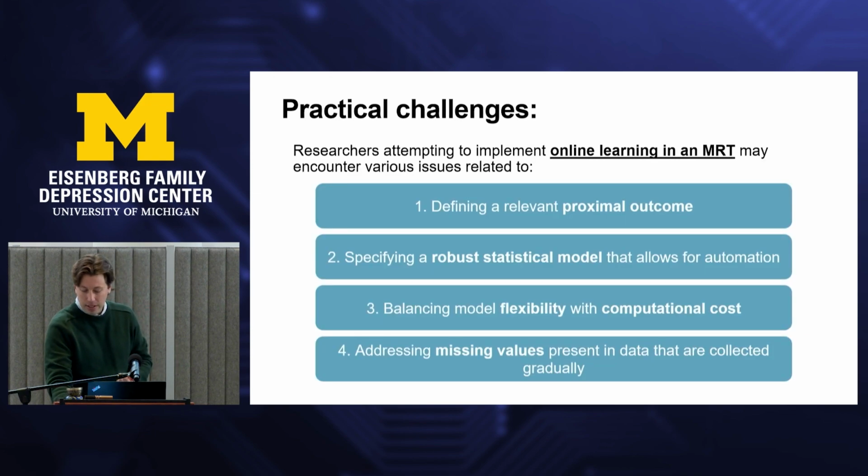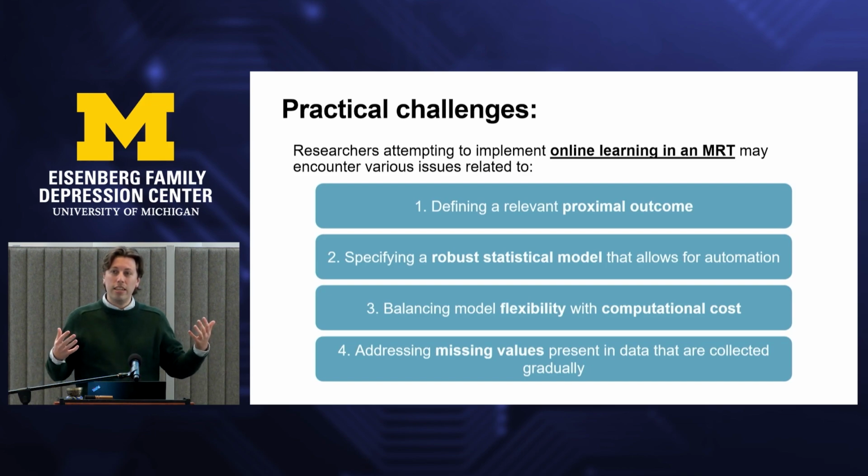There's like a million practical challenges. I want to highlight 4. One is defining a relevant proximal outcome. I'm going to talk about that in a sec. The second is building this model. So I said I'm using logistic regression, but there's many choices you have to make when you build a model. I want to show you how we think about building this model. The third is balancing model flexibility with computational cost. If we build a really complicated model, it is often more brittle. If it's brittle, it's going to break, and I'm running a trial where I can't have things break. So we have this tension between building a flexible model and building a model that works.